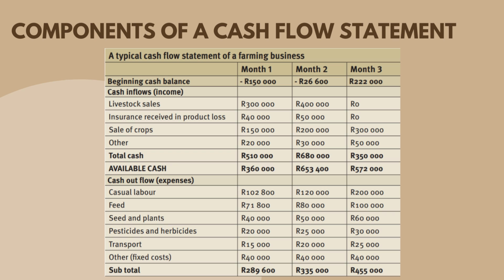Now, if we look at this one, even though I've cut this, it's not complete. It will be complete on the next slide because it's quite a long one. Not that long though, right? So now let's look at this cash flow statement, right? So we've got the money that is coming in, that is the income, right? We've got livestock sales, we've got insurance received in production loss, we've got sale of crops.